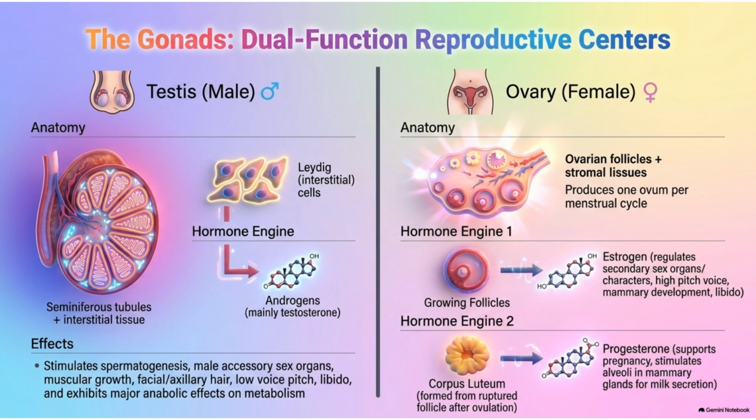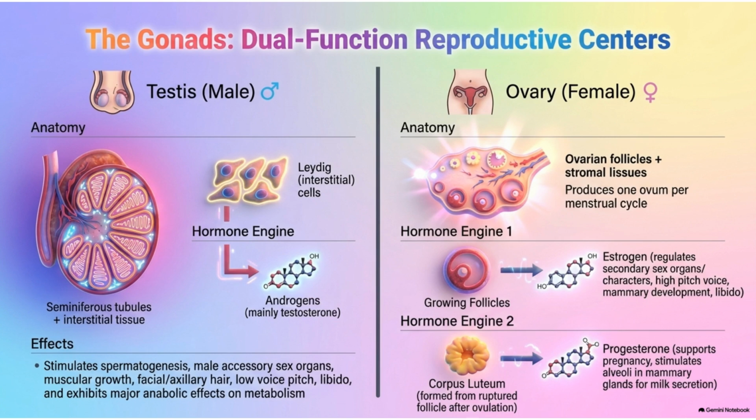Estrogen is synthesized and secreted mainly by growing ovarian follicles. Estrogens stimulate growth and activities of female secondary sex organs. Estrogens promote development of growing ovarian follicles. Estrogens produce female secondary sexual characteristics, for example, high-pitched voice. Estrogens promote mammary gland development and regulate female sexual behavior.